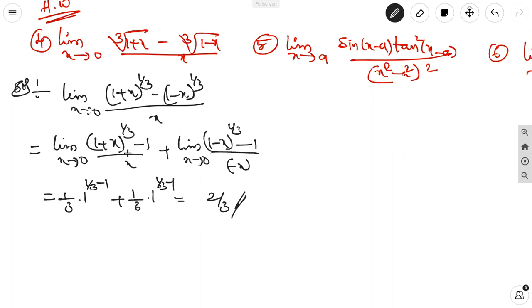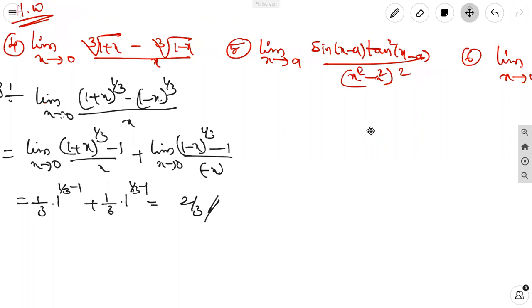It is similar to the first problem. Got it? First one, take plus 1. Yes, that I already did: directly plus 1 minus 1. Add minus 1 and plus 1 and write them separately, and in the denominator, 1 plus x minus 1 is nothing but the same thing only. So after doing the terms, we are getting the solution like this.